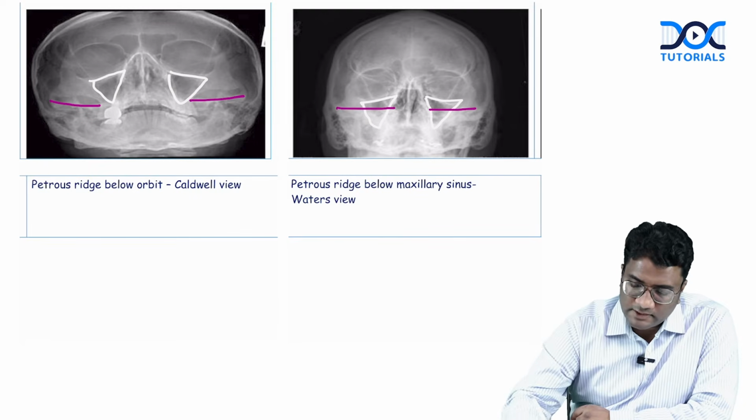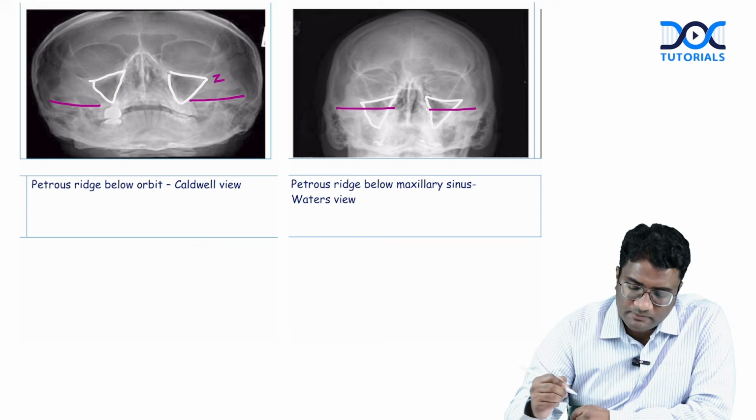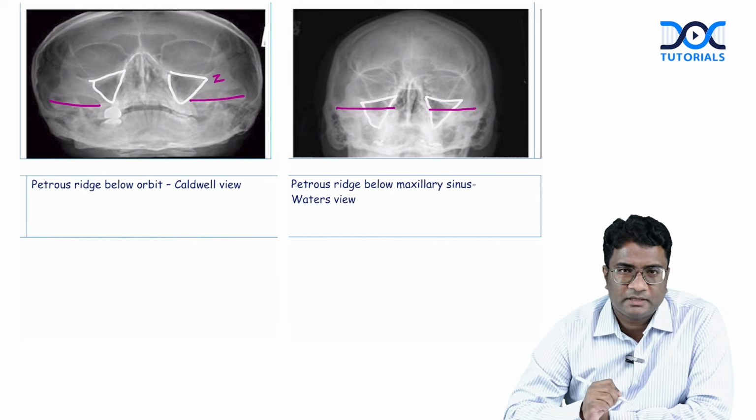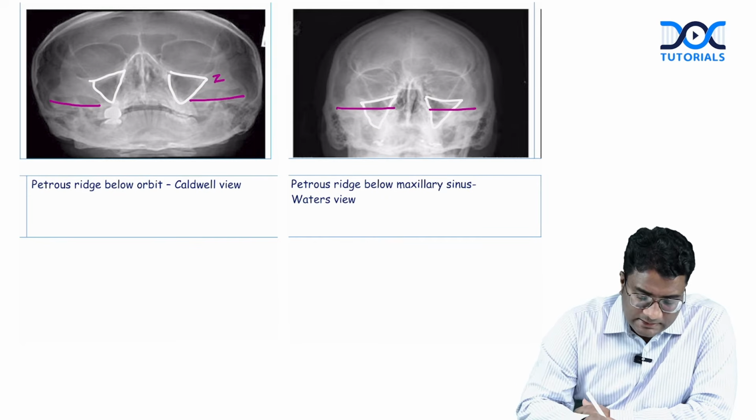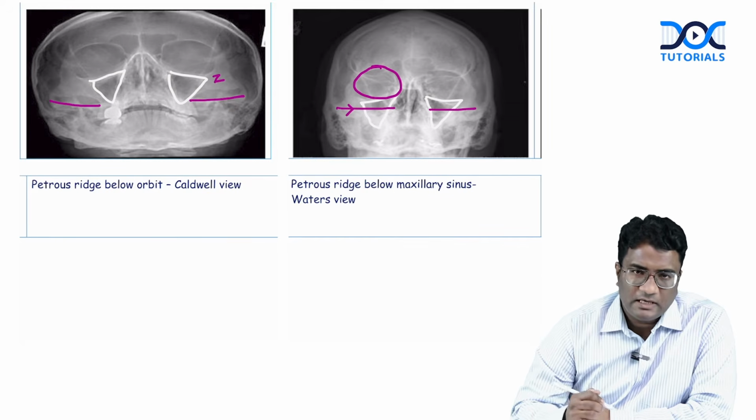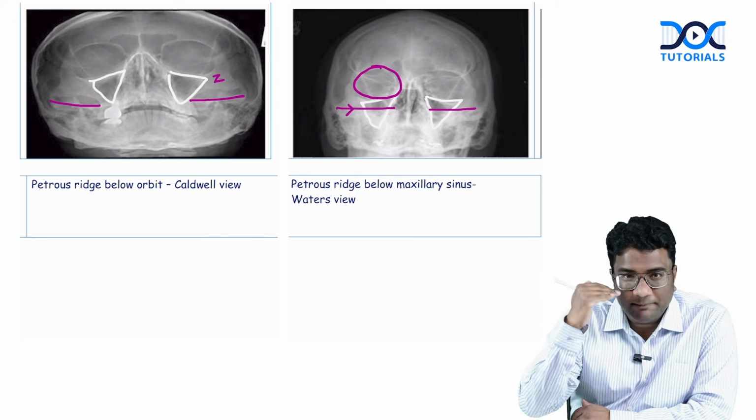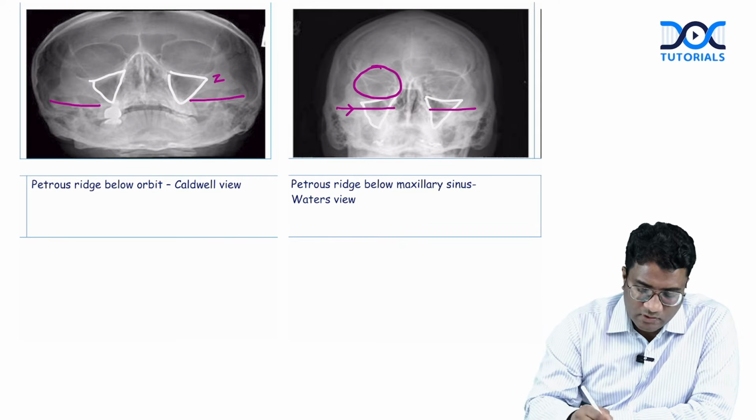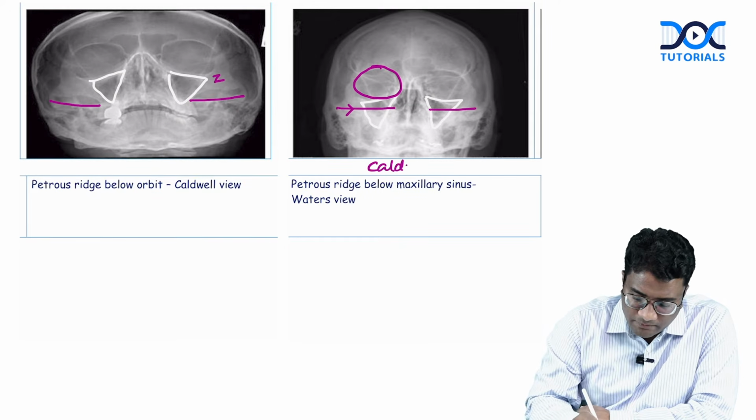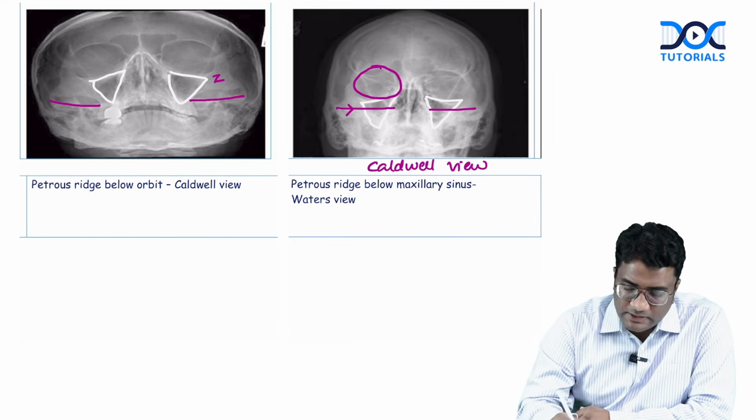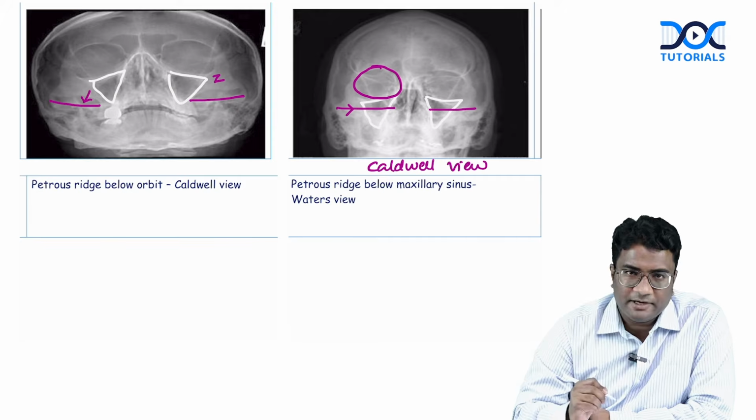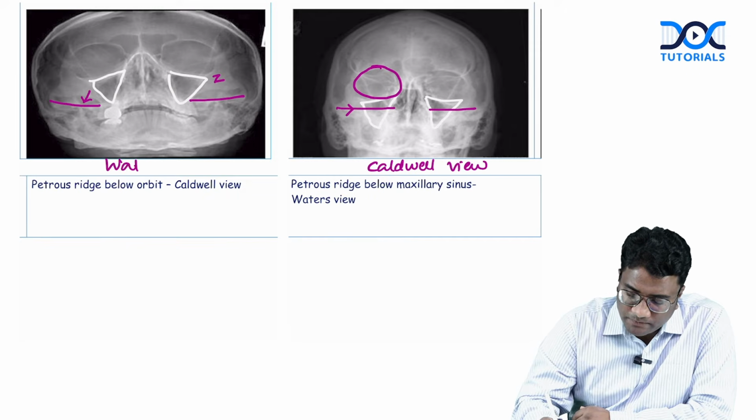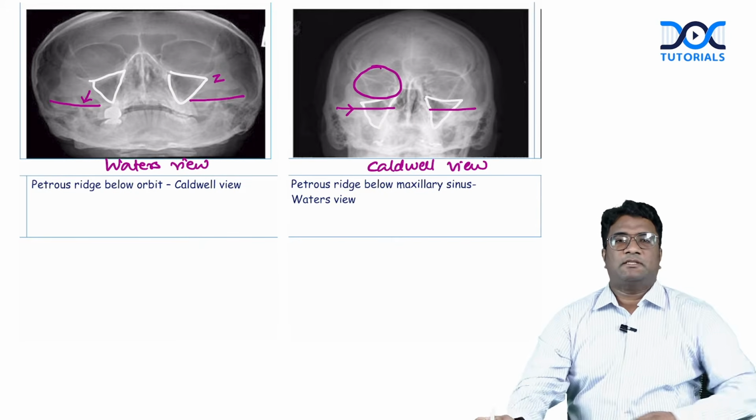Do not confuse it with the zygomatic process. This is the zygomatic process. Below that, you are seeing the petrous ridge. If the petrous ridge is below the orbit, this is the orbit, overlapping the maxillary sinuses, that is your Caldwell view. And if you see the petrous ridge below the maxillary antrum, this is your Waters view.